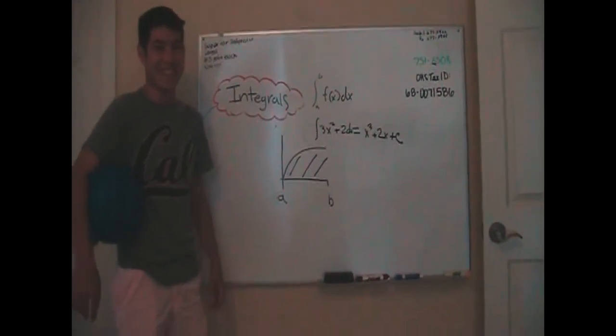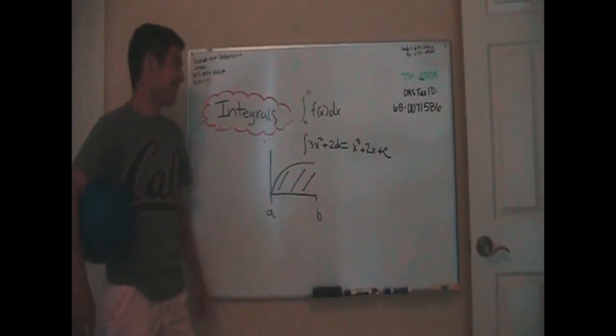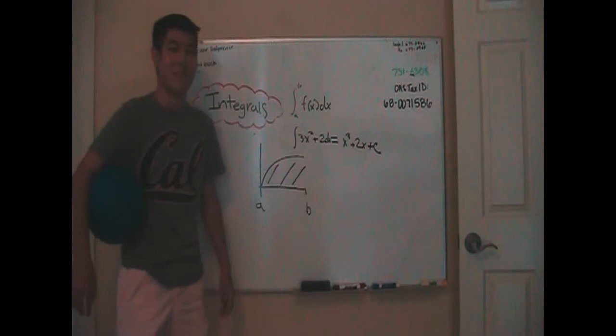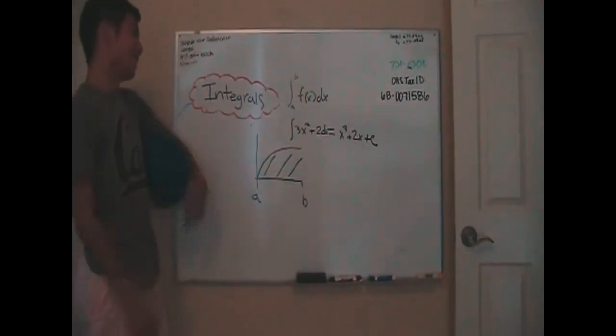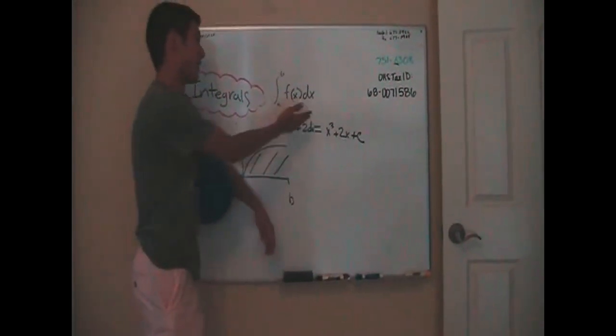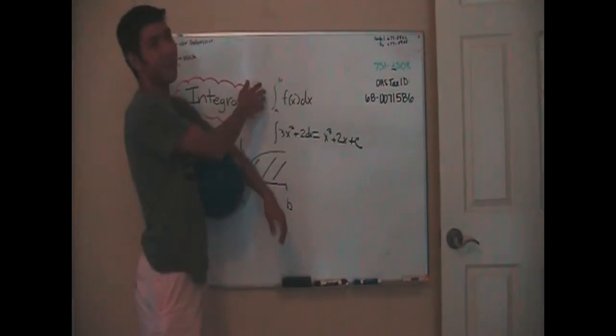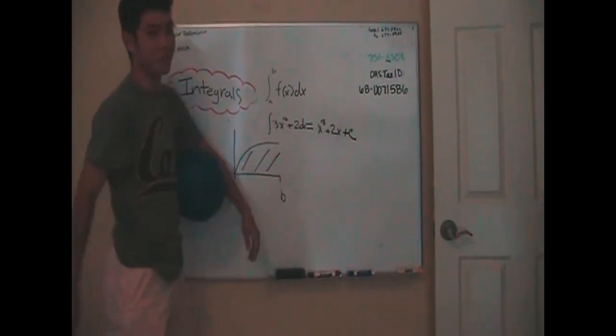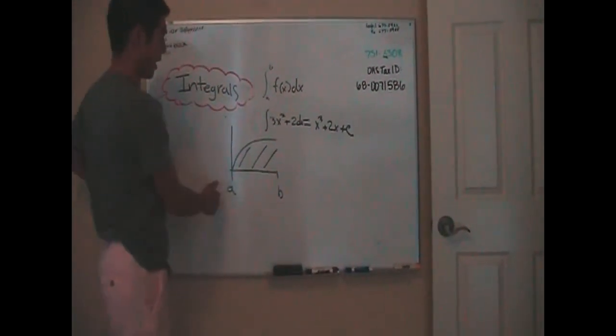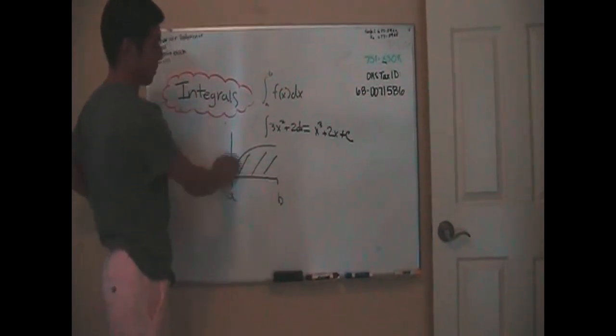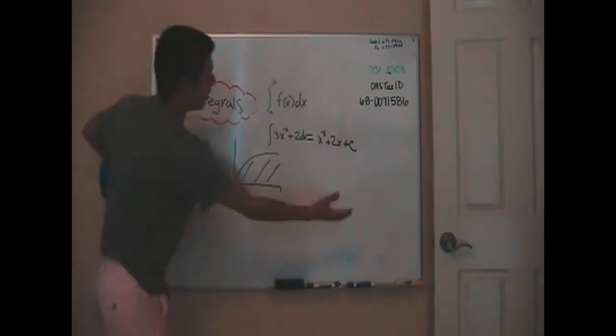Hi, my name is Taylor, and I'm here to teach you about integrals. So integrals are basically the opposite of derivatives, and it can be described by the equation integral of f of x dx, where b is the bigger number and a is the smaller number, which explains the range of an area underneath, for example, a curve, as displayed here.